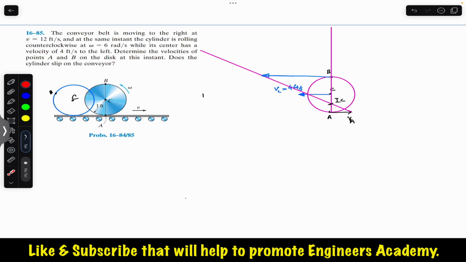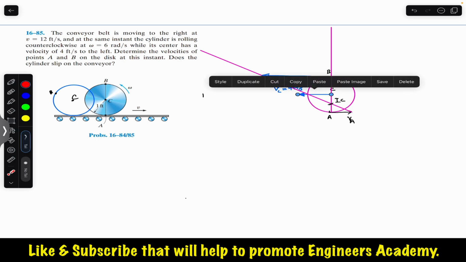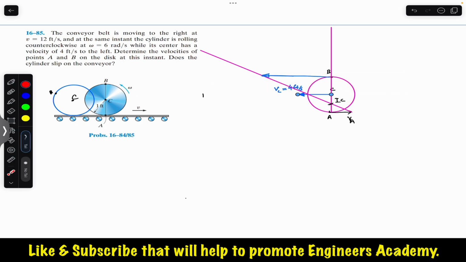Since this vector was drawn approximately, we need to reduce the length of this velocity of C. So the velocity of C must be somewhere here. So now this is the instantaneous center for VA, VC and VB.